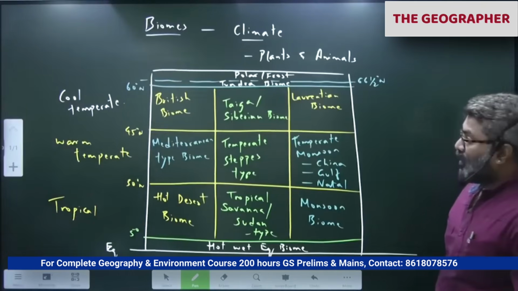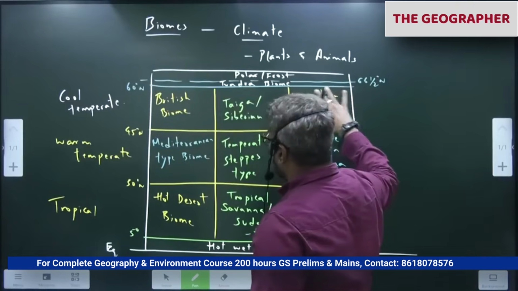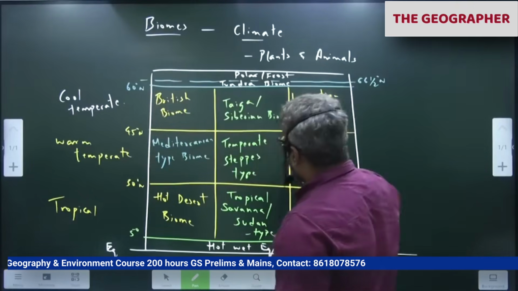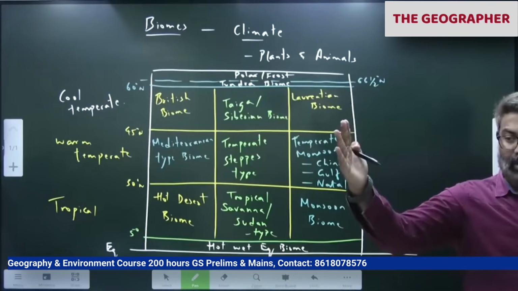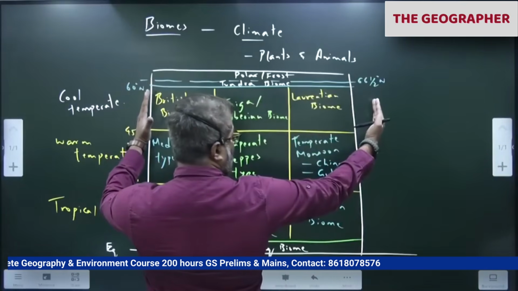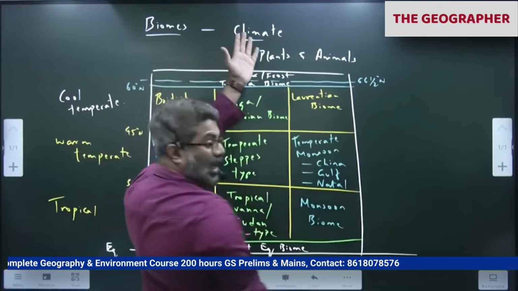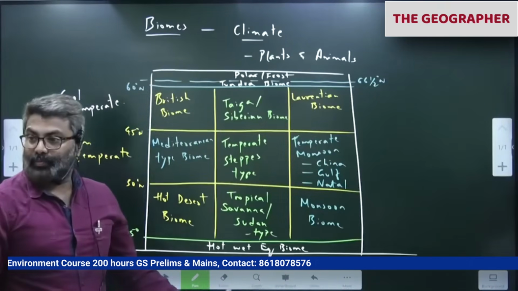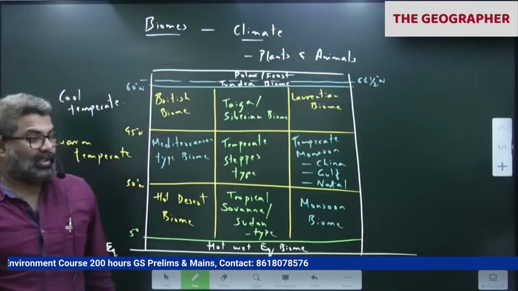So see the atlas now. Locate Great Britain, locate Siberian part, Laurentian and all. I told you which part we have to see. From prime meridian to international dateline, from Europe to international dateline, this side. This side Atlantic Ocean, this side Pacific Ocean, Arctic, Indian Ocean. You consider that box. You'll get to know all the climates.